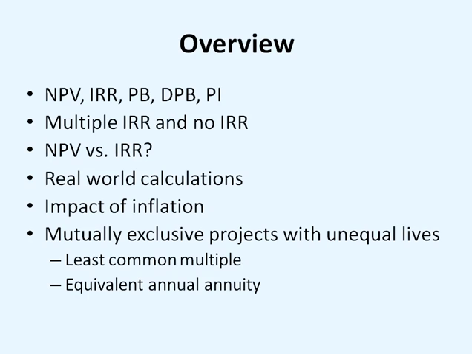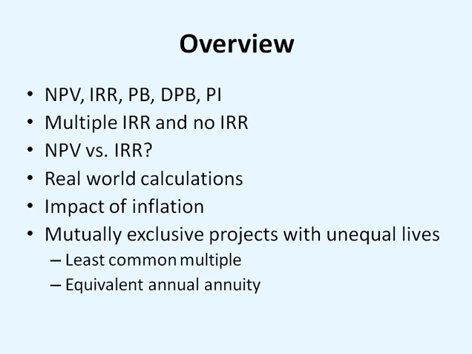Then we will learn about mutually exclusive projects with unequal lives, and what it means is that you have project A and project B. Project A has higher NPV, but the life of the project is 5 years. Project B has low NPV, but the life of the project is 2 years. So which one will you select?